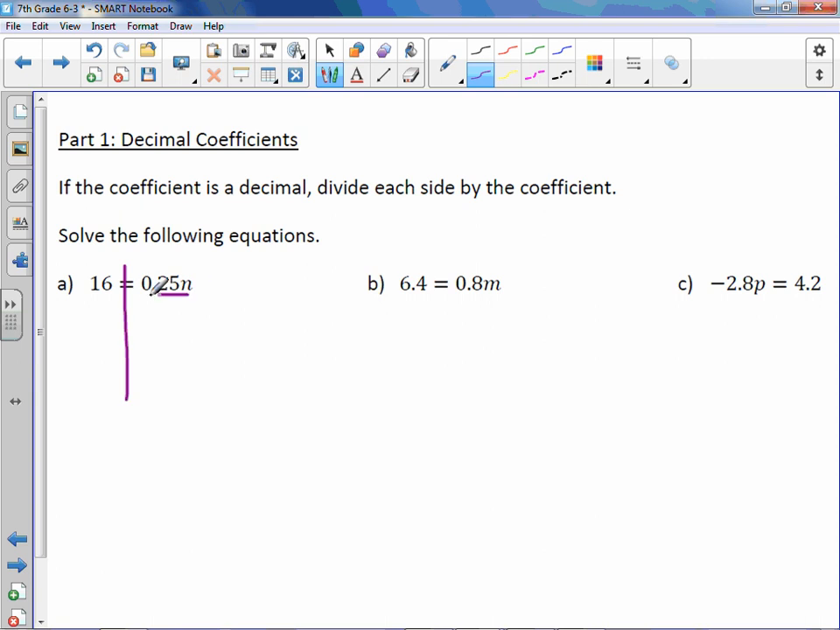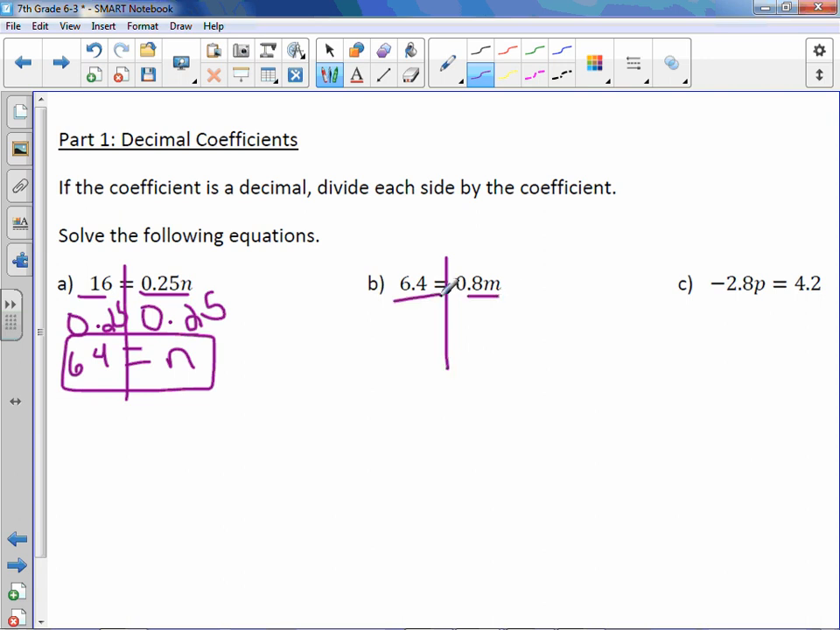To get n by itself, we divide by 0.25. So on your calculator, 16 divided by 0.25 is 64. Letter B, 6.4 equals 0.8m. Divide both sides by 0.8. And you get 8 equals m.